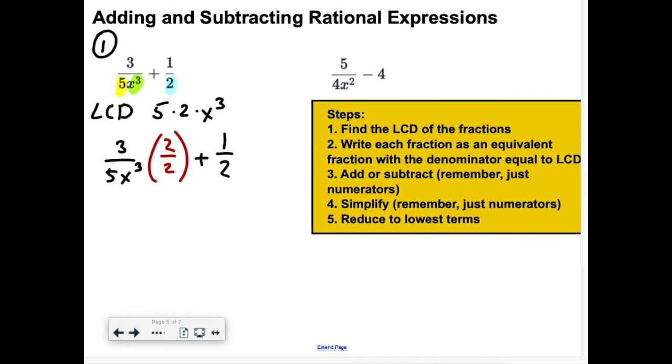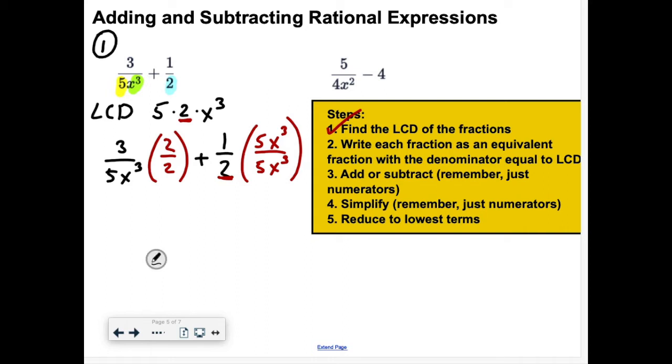Now this is missing a bit more of my LCD. It only has the 2, which means it's missing the 5 and the x cubed. So I'm going to multiply this by 5x cubed over 5x cubed. Remember, just like everything else, if you're multiplying, you're trying to keep it balanced. Here I'm multiplying by 2 over 2, which is equal to 1, and 5x to the third over 5x to the third, which is also equal to 1. So that way we're keeping everything balanced. And in this way, we have found the LCD of the fractions, and we're in step 2.